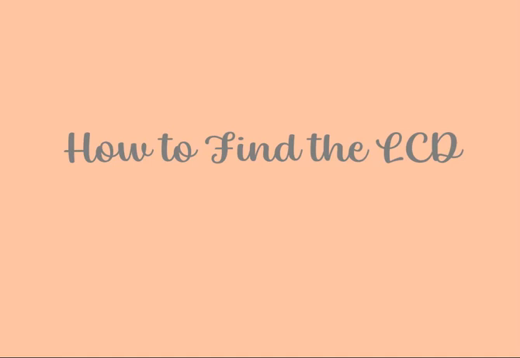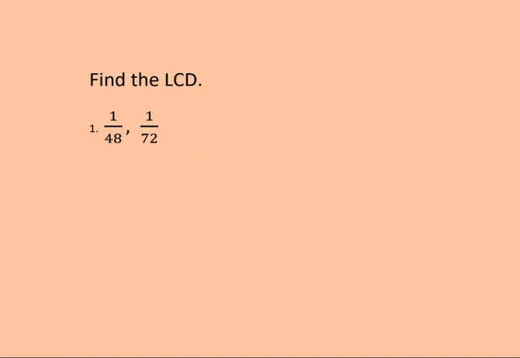In this video, we're going to talk about how to find the LCD, or least common denominator. When dealing with fractions, the numerator is the number on top and the denominator is the number on the bottom. So finding the least common denominator means we're going to find the smallest number that the bottom part of the fraction, the denominators, have in common, or the smallest multiple of that number.